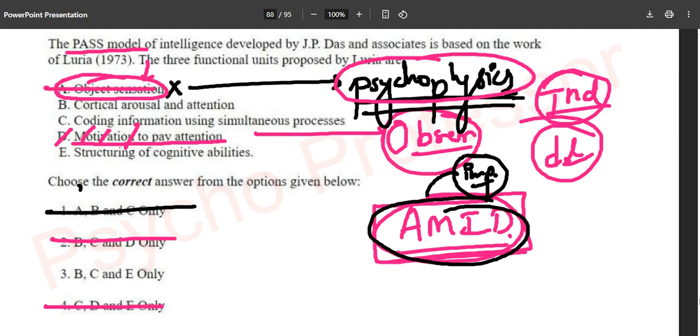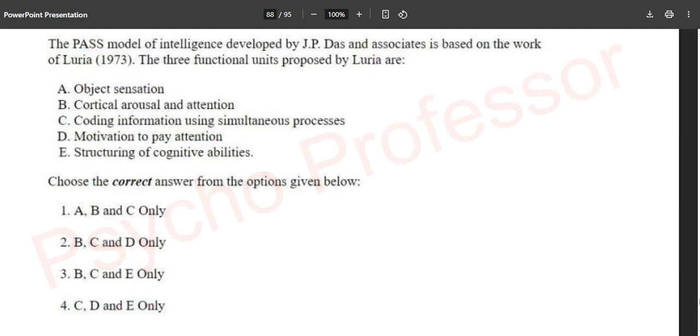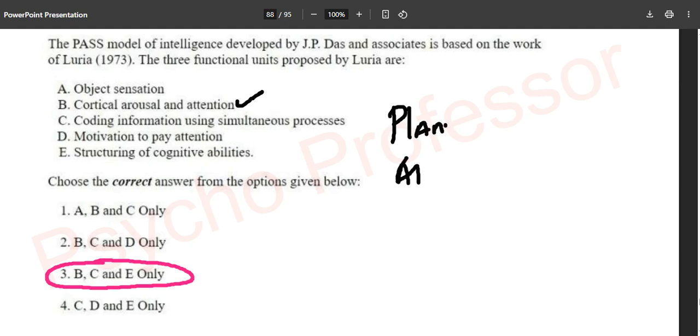What option are you left with? You are left with only options B, C and E, and that is the correct answer over here. Option number 3, B, C and E is the correct answer. Why? Cortical arousal and attention, this is the first thing. Then we are having planning. The full form is planning, attention, simultaneous and successive processing, and structuring of cognitive abilities as well.